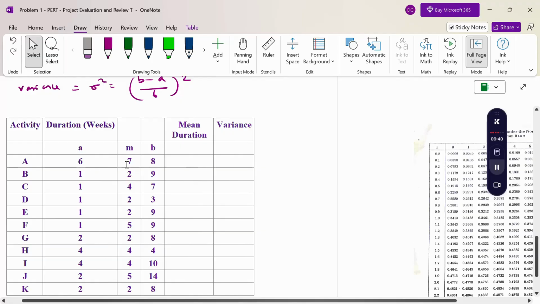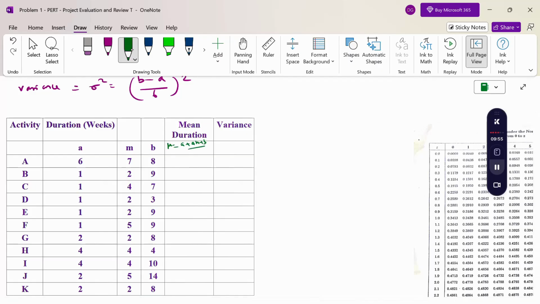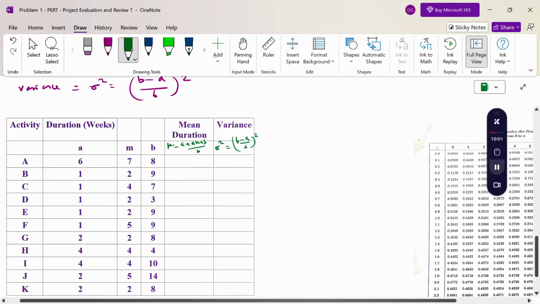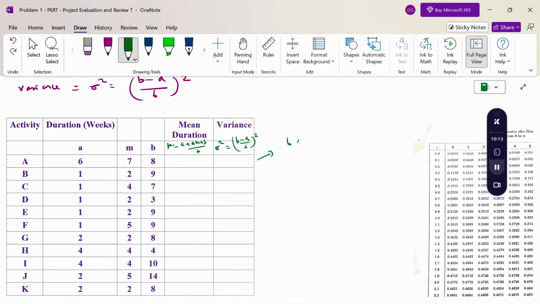So, how to calculate the mean value using the first formula: mu equals (a plus 4m plus b) by 6, and sigma square equals ((b minus a) by 6) square. Now how to calculate using a calculator? I am just showing here: 6 into 6 plus 4 into 7 plus 8, by 6.